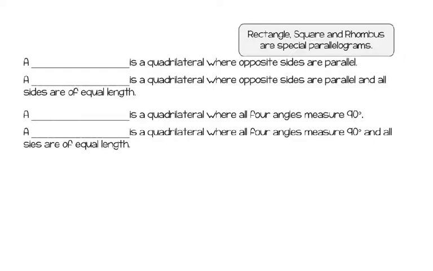So a blank is a quadrilateral, so remember quadrilateral has 4 sides, where opposite sides are parallel. So 4 sides, opposite sides are parallel. The correct name for that is called a parallelogram.